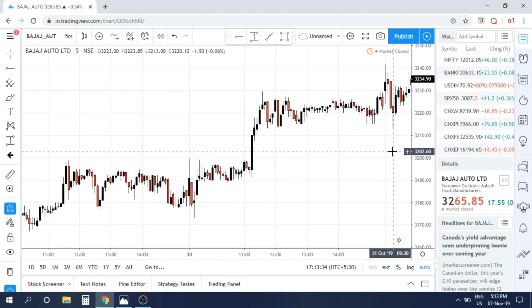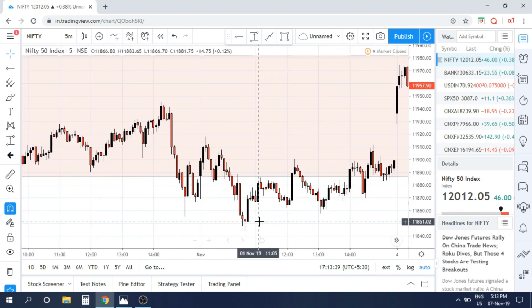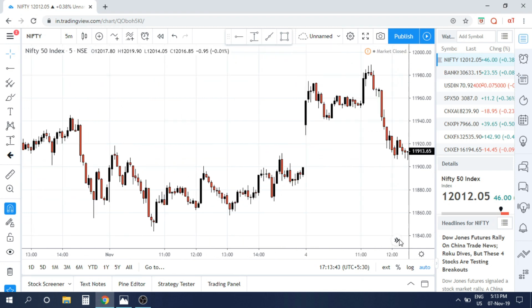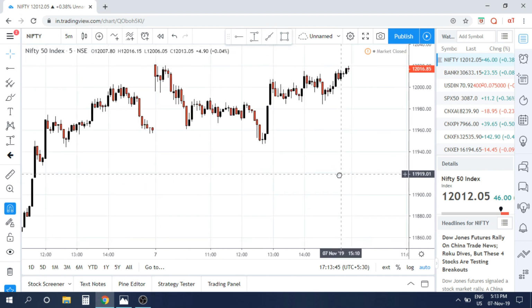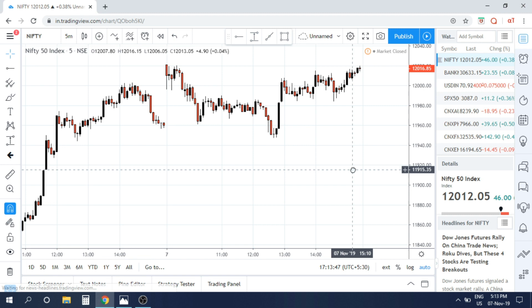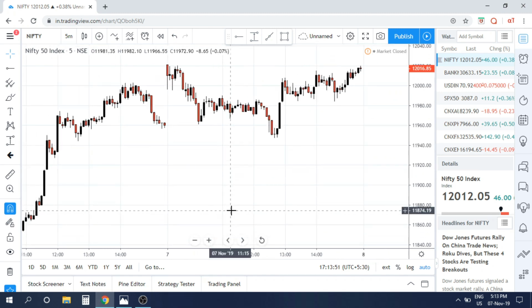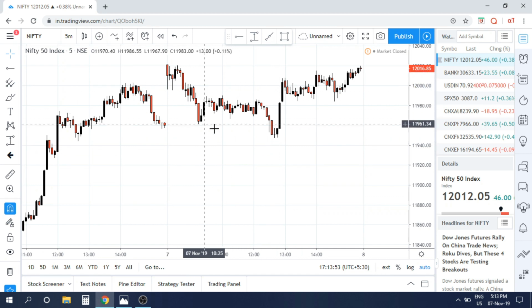Okay, let's look at another chart. Let's look at Nifty. Let me just delete everything. Let's see what all zones we had in today's price action. So today was 7th of November. So we had this date.